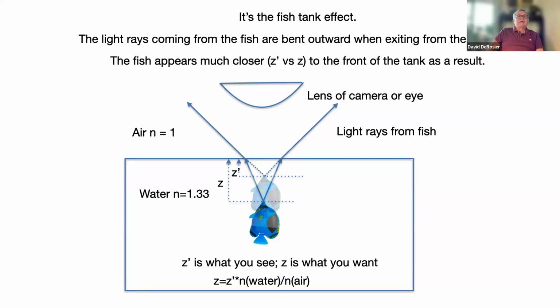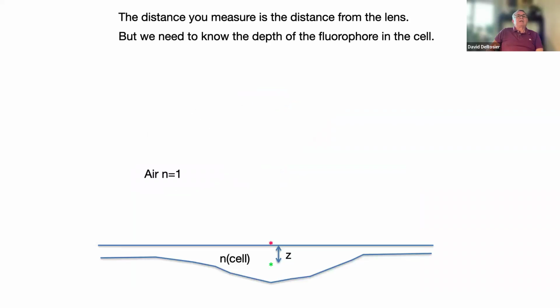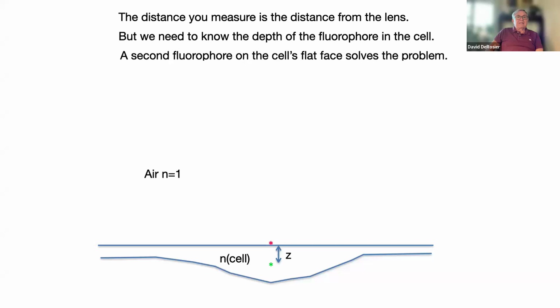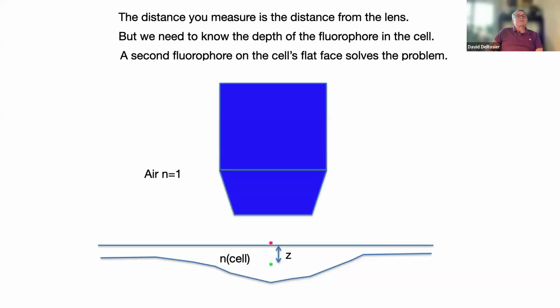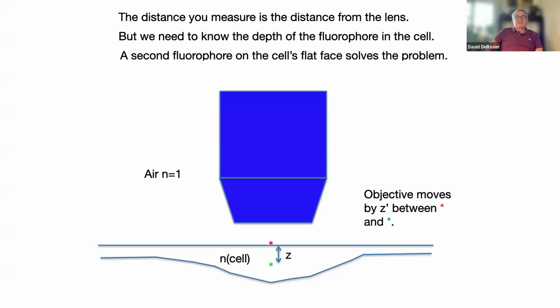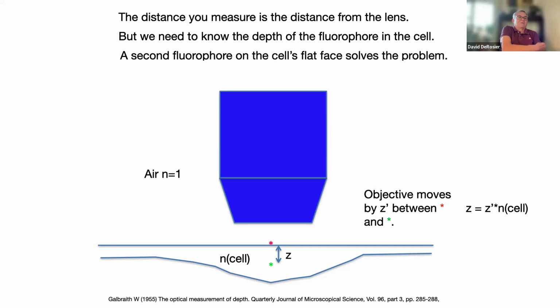And then the other thing to remember is that you measure the distance from your objective. That's not what you want. You want the distance from the grid so you can determine where to mill it. So you need a second fluorophore, and you could then measure those two positions and correct for the change in the refractive index of the cell relative to air or vacuum.